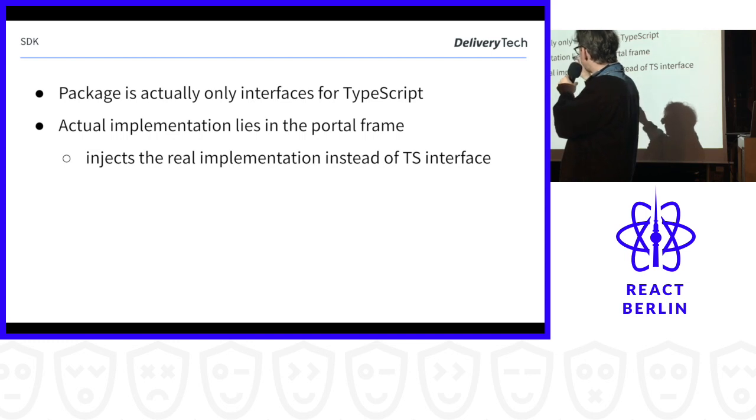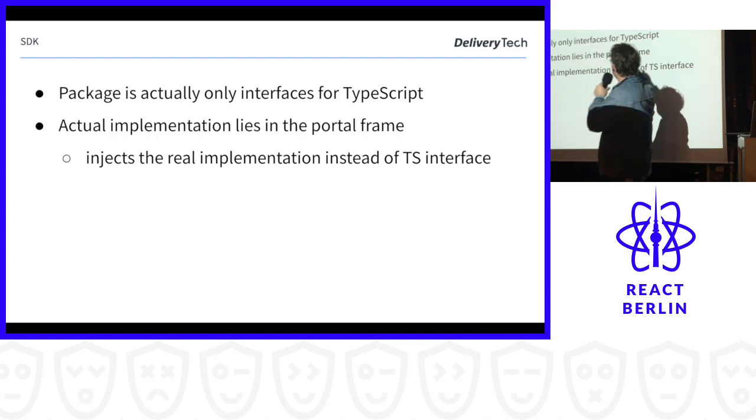Let's come to the actual implementation of this package, which is just TypeScript interfaces. It's like empty functions. The package itself does nothing, returns you empty strings or whatever. And the actual implementation lies in the portal frame. That's something I told you already before. We can basically inject whatever we like, as long as the interface is the same. So what we do here is have a fake implementation, so the developer tooling works well with TypeScript, so they can get the right types.